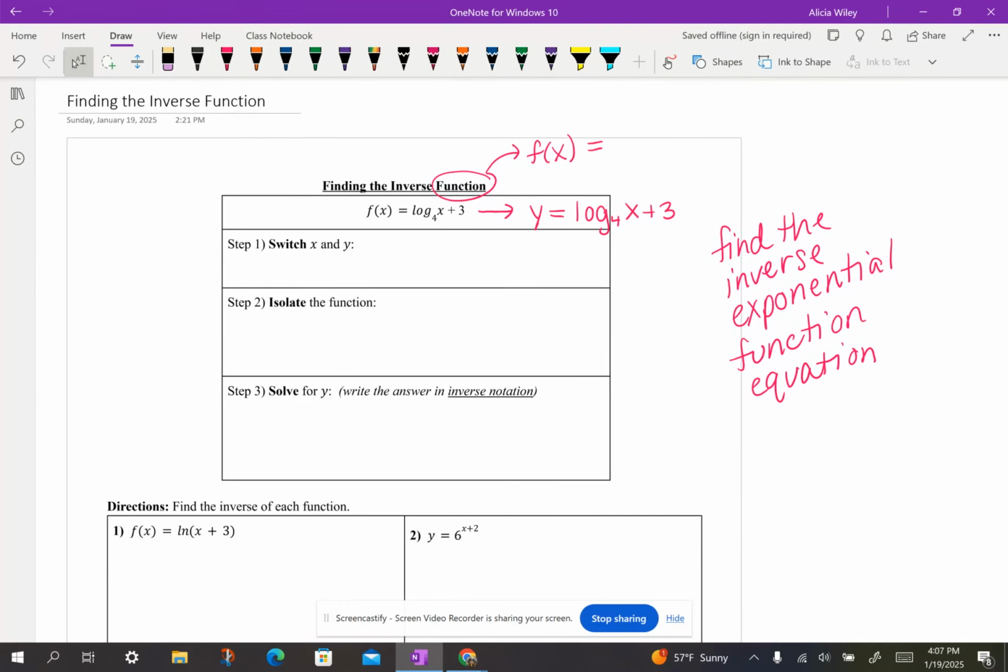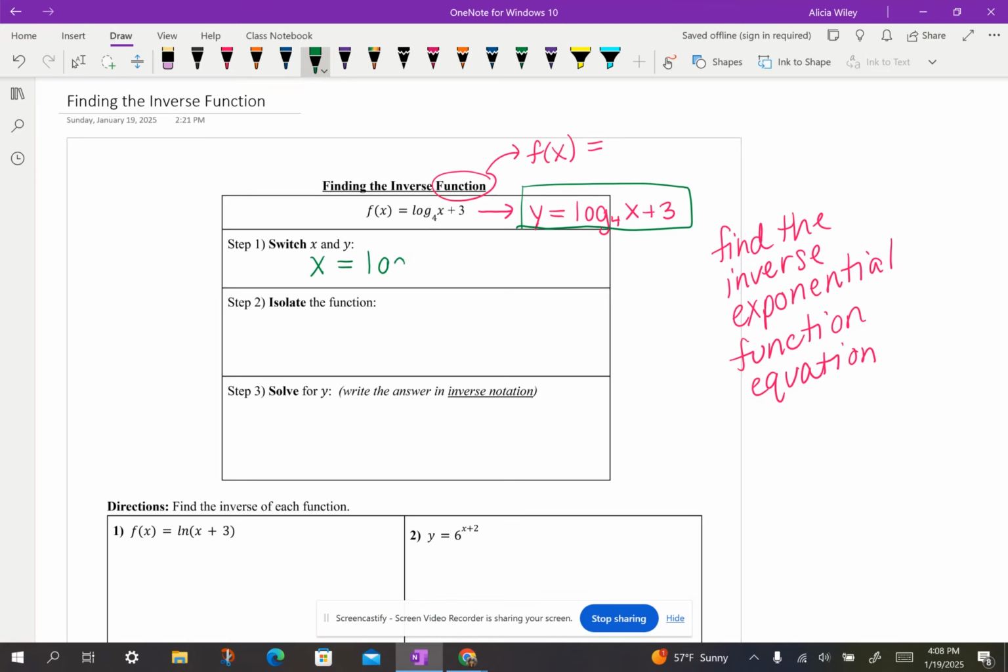Okay, so back up to this problem here. Step 1, you're going to take this starting equation that you rewrote with a y and you're going to switch x and y. They're going to switch places, like imagine that you and the person next to you switch seats. It's the same thing. So nothing changes except x and y switch places. So instead of y, it says x. There's still an equal sign.